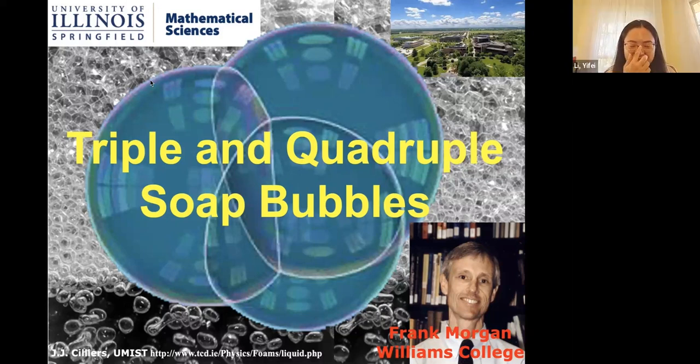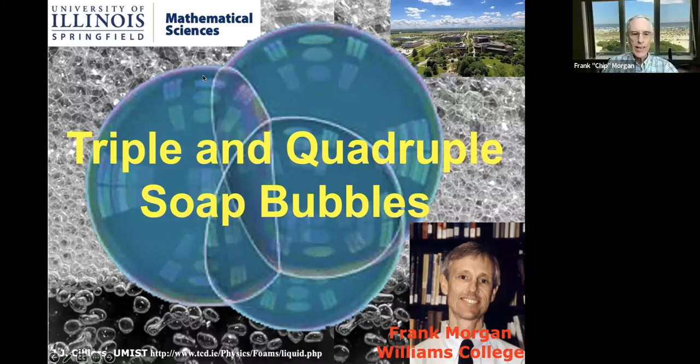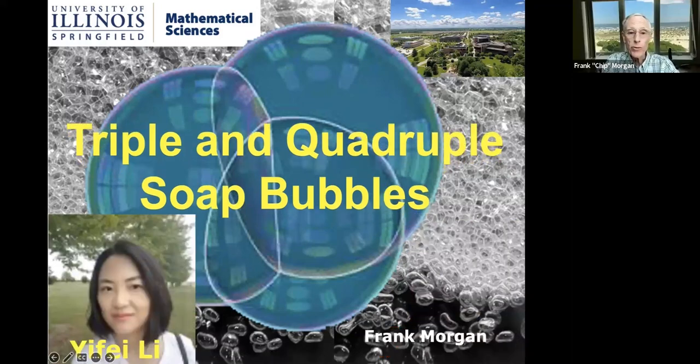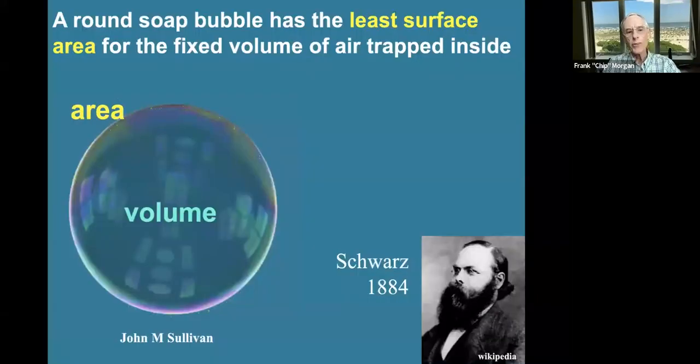You're welcome. It's great to be here today and have this chance to talk about some recent breakthroughs on multiple soap bubbles. But first, we'll start with a single bubble, which you know is round. And so it has the least surface area for the fixed volume of air trapped inside. This was proved mathematically by Schwarz back in 1884.